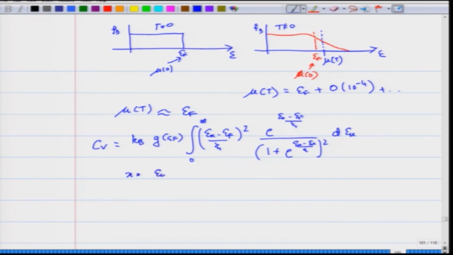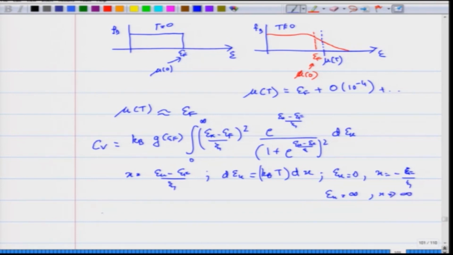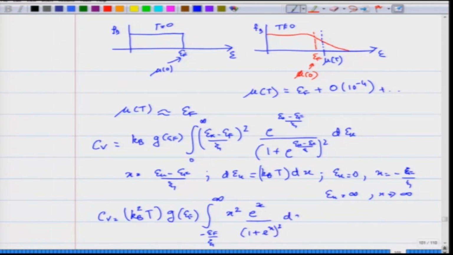And now x is (Ek minus Ef) by zeta, you replace this by this, dEk will be equal to kB T dx, which I have already shown you. Furthermore, now you have the limits of integration. If Ek equals 0, x is equal to minus Ef by zeta. For Ek equal to infinity, x tends to infinity. So, the specific heat can now be written as kB square into T, the density of states at the Fermi energy, times the integral from minus Ef by zeta to infinity of x square e raised to x divided by 1 plus e raised to x the whole square dx.